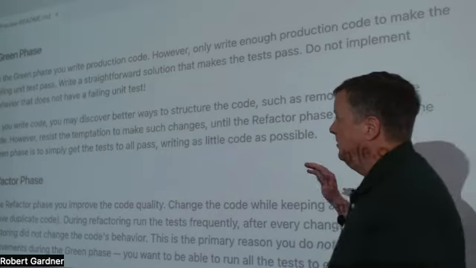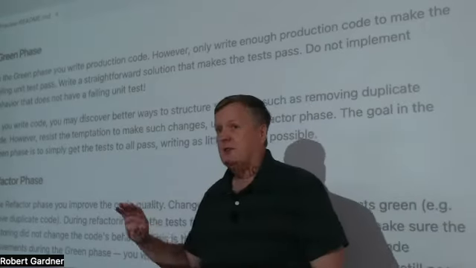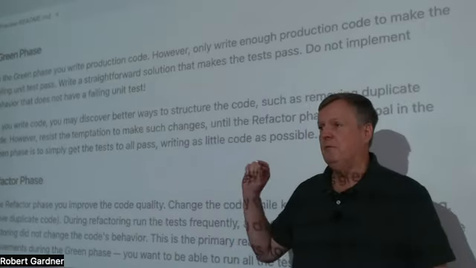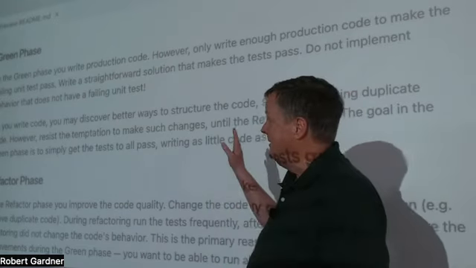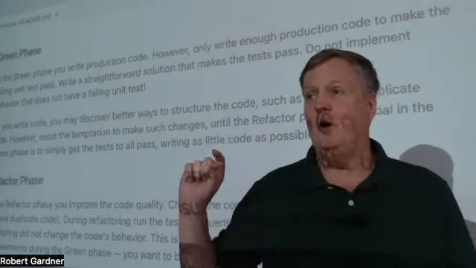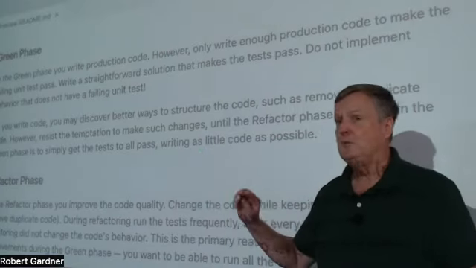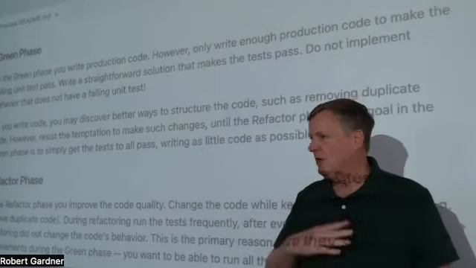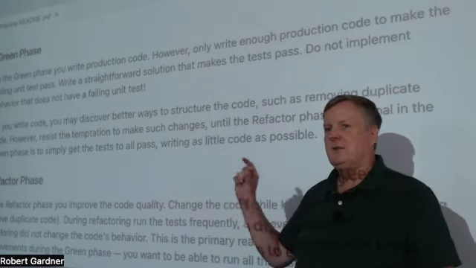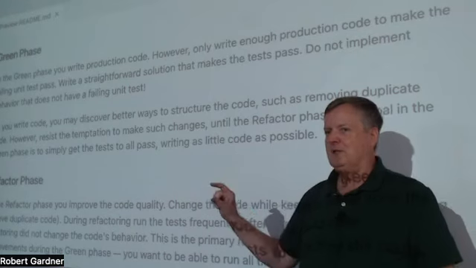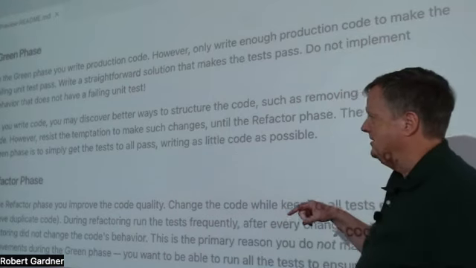And now I move to the green phase. Now in the green phase, you fix the test, but it's very important, at least in the TDD process, that you only write enough code to make the test pass. You don't write any other code, just enough to pass the test. The simplest code you can think of that will make the test pass. And we'll go through that and you'll see it.